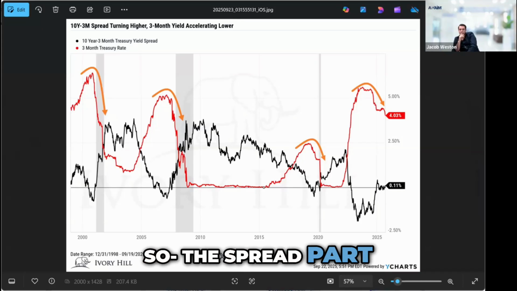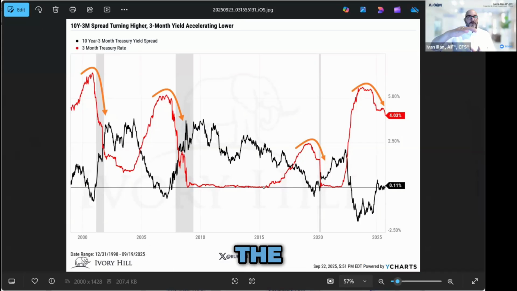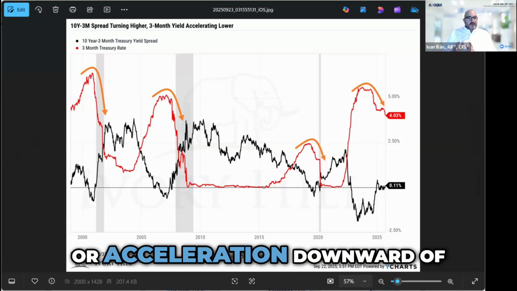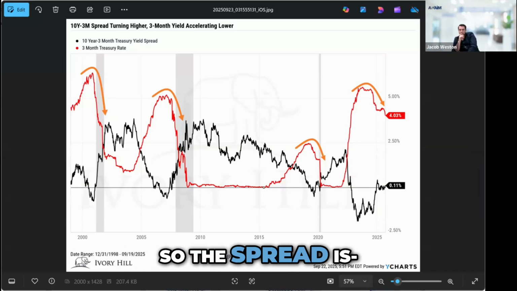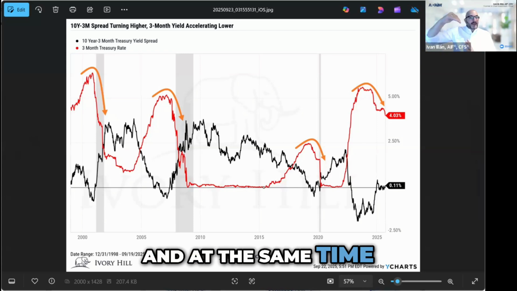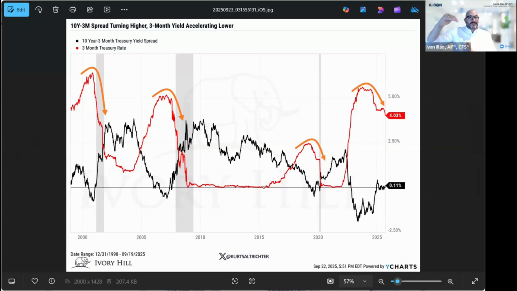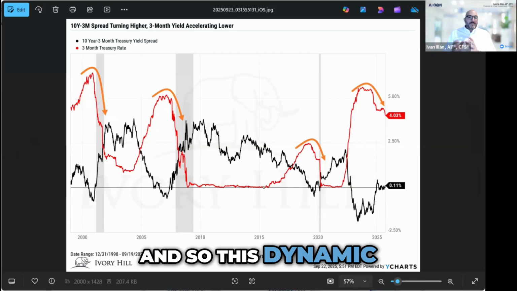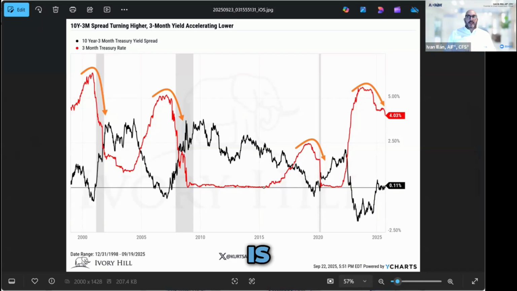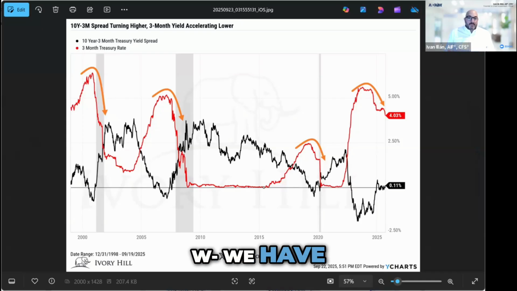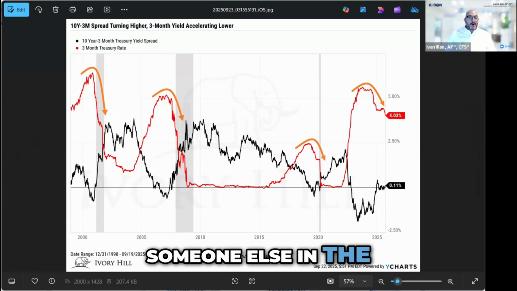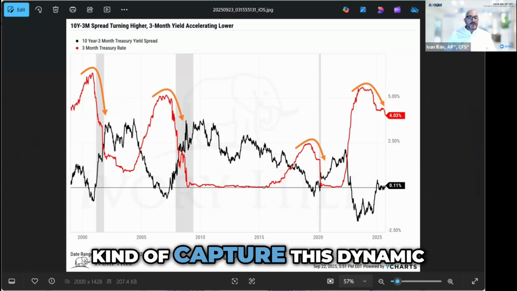So this rounding off or acceleration downward of the 3-month yield is at the same time an increase in the spread. And so this dynamic is something that we have been tracking, and that we are, I think, a little overly obsessed with. So I was kind of encouraged to see someone else in the marketplace capture this dynamic.